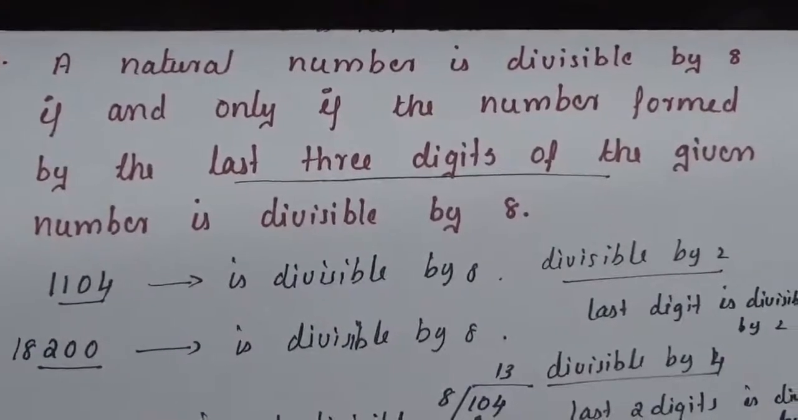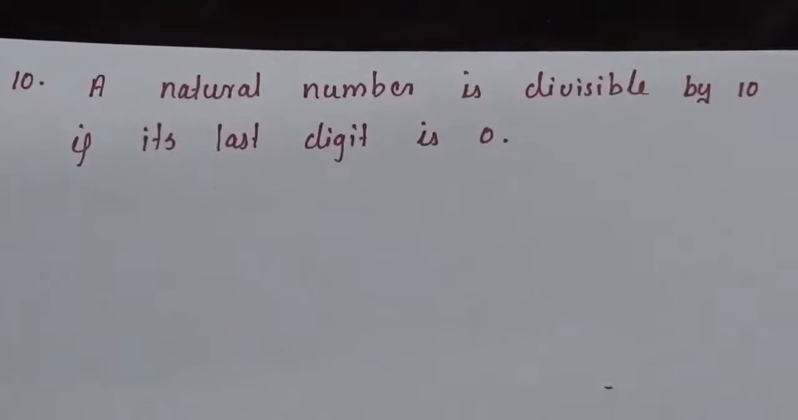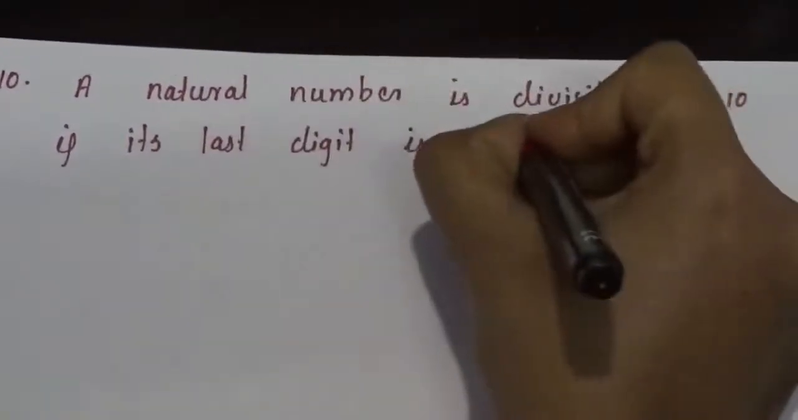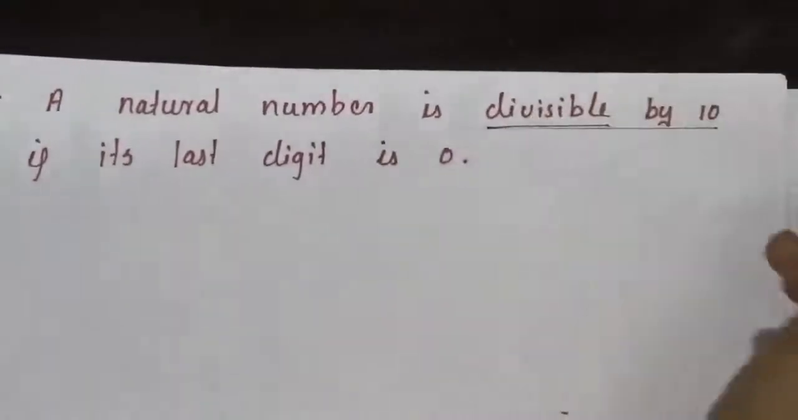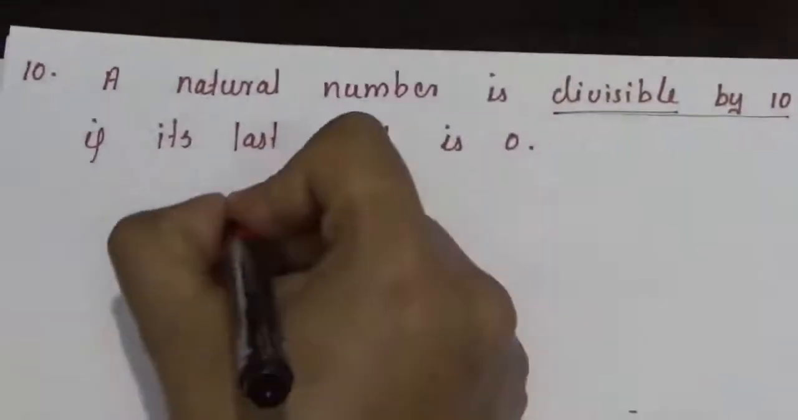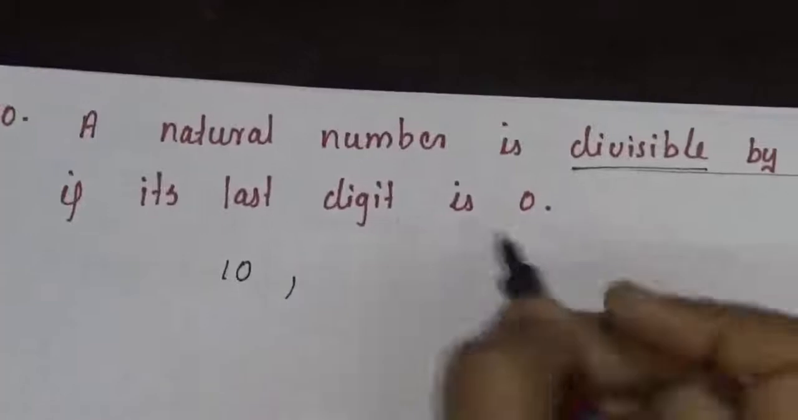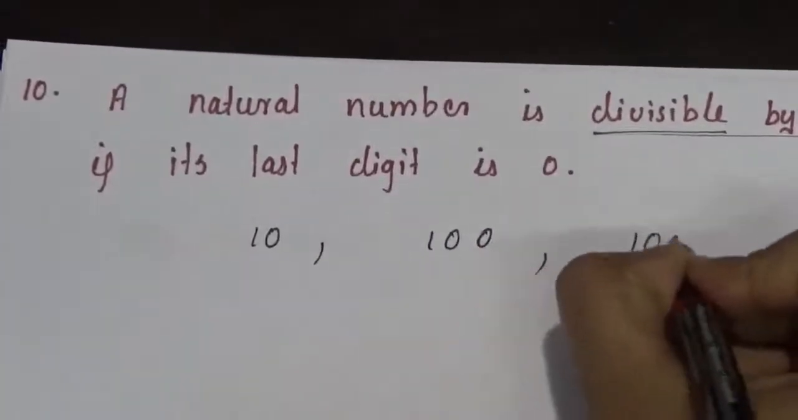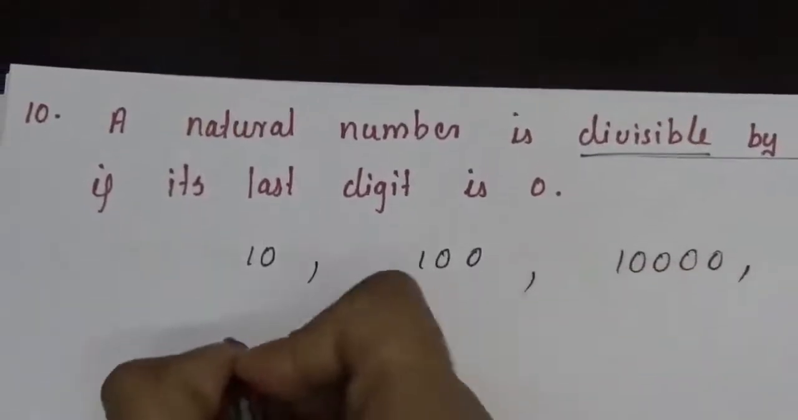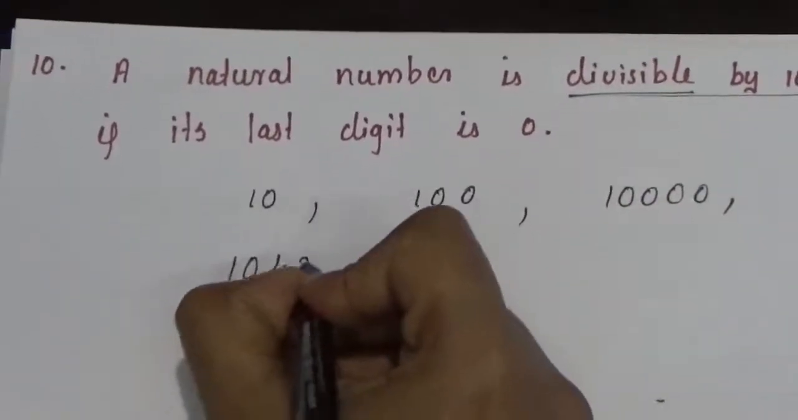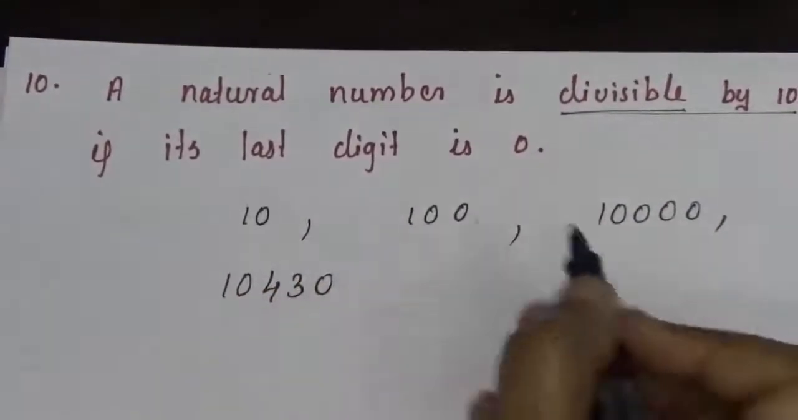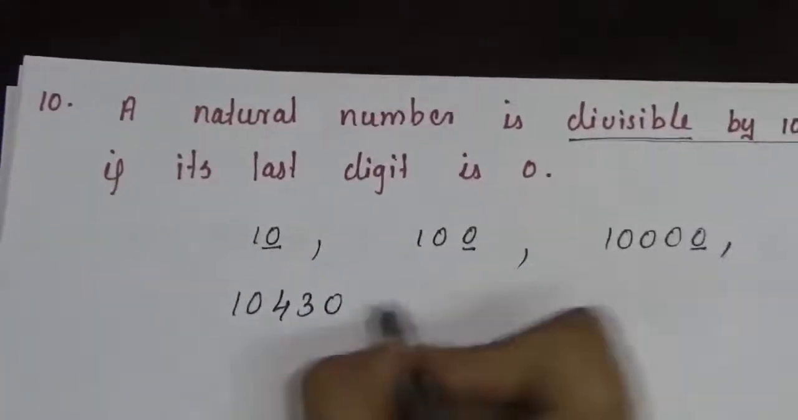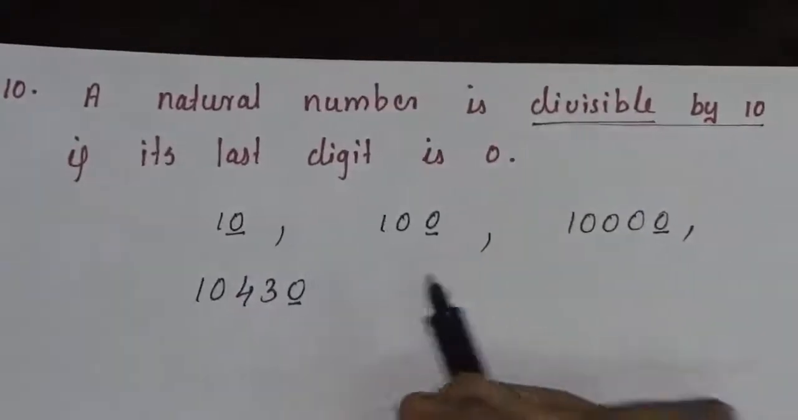Now we have divisibility on 10. A natural number is divisible by 10 if its last digit is 0. So 10 is divisible by 10, 100 is divisible by 10, 10,000 is divisible by 10, 10,430 is divisible by 10, because you can see that the last digit of these numbers is 0. So we can say that the number is divisible by 10.